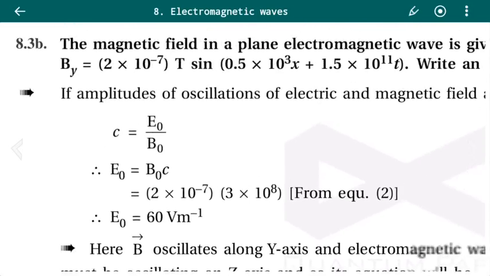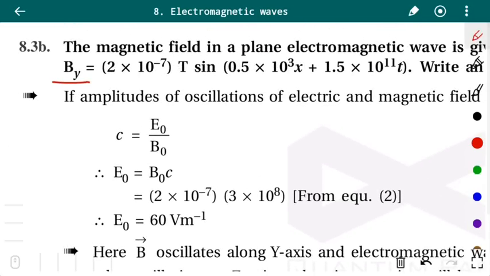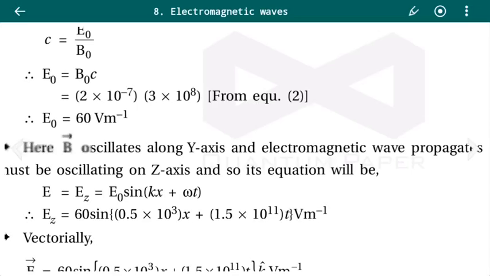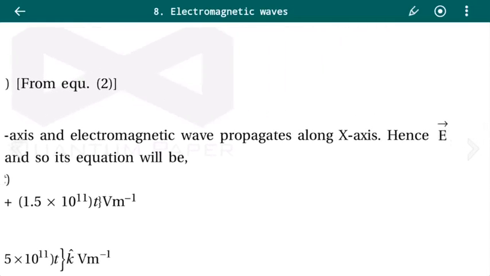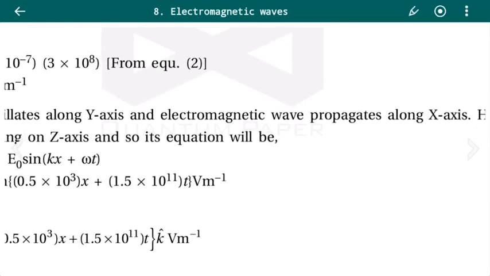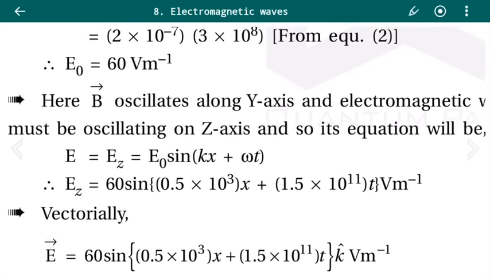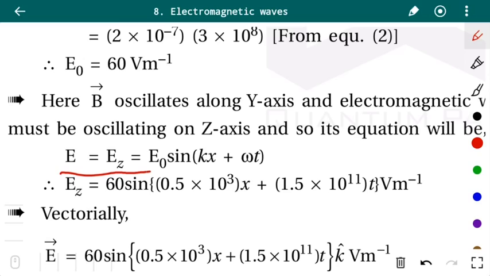Here in the expression it is given as By, that means the magnetic field will be along the y-axis. So the B vector oscillates along the y-axis, and it is clearly given that the wave propagates along the x-axis. So the electric field will be along the z-axis. The equation can be written as E equals Ez. To denote that it is along the z-axis, we write Ez equals E0 sine (kx plus omega t). Now use the values of E0, k and omega.